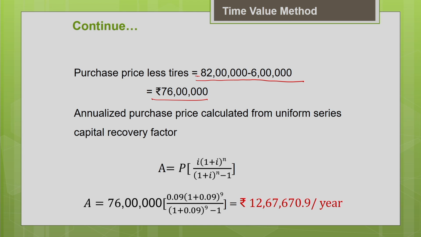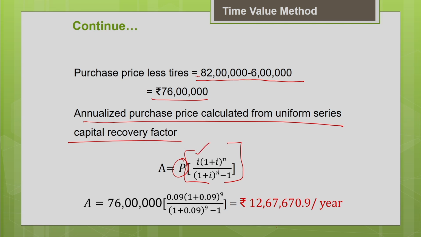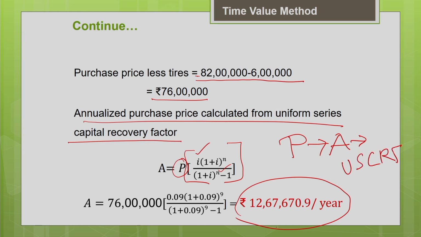Now how do we find the annualized purchase price from the uniform series capital recovery factor? You know the P value, the purchase price less the tire cost, that is 76 lakhs, multiplied by this uniform series capital recovery factor. You know the I value, you know the N value, so you can substitute and find the annualized purchase price of the machine. Now you have converted the present purchase price into the annualized purchase price using this factor. Now let us move on to the next part.